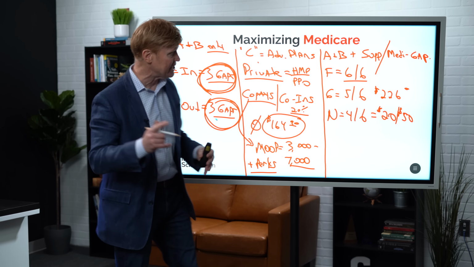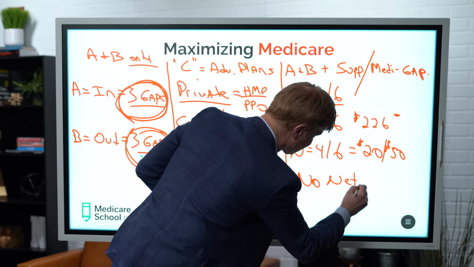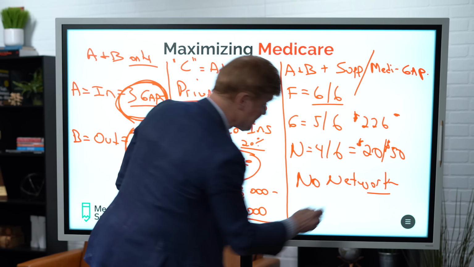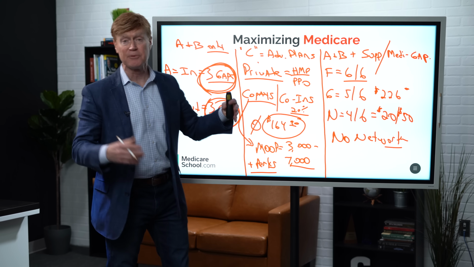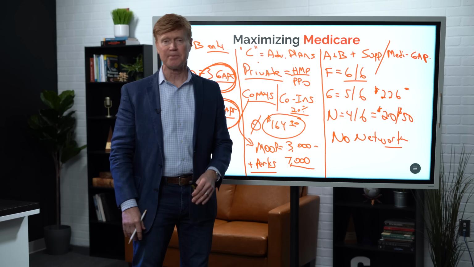And the reason for that is this. Number one, we have no networks. No networks. You can go anywhere that takes Medicare. You don't have to worry about an HMO or PPO. As long as the provider takes Medicare, go wherever you want, they'll take your supplemental plan.